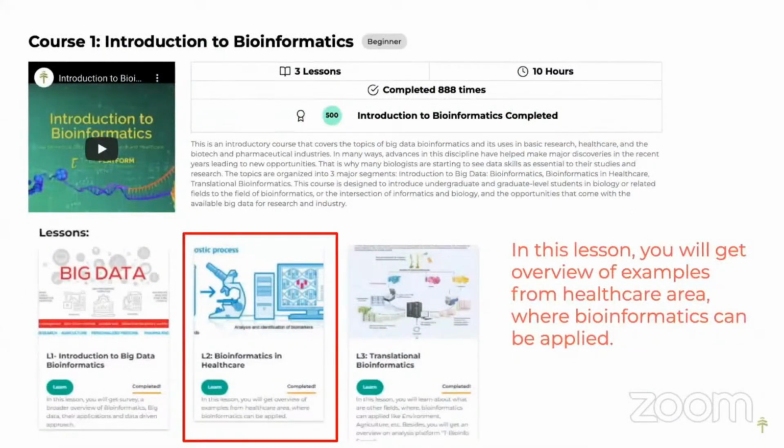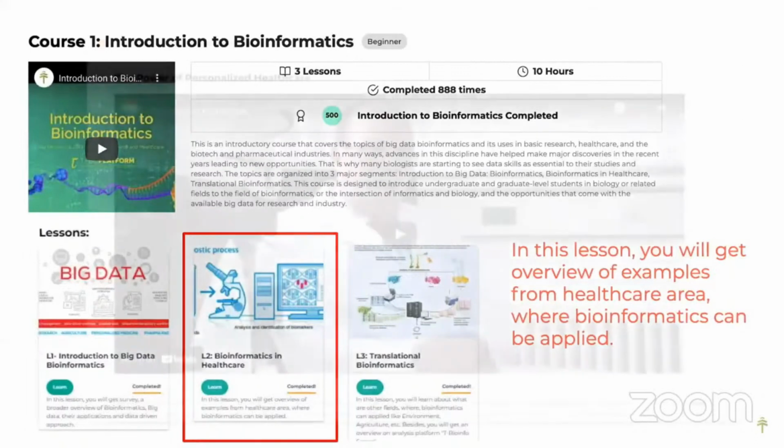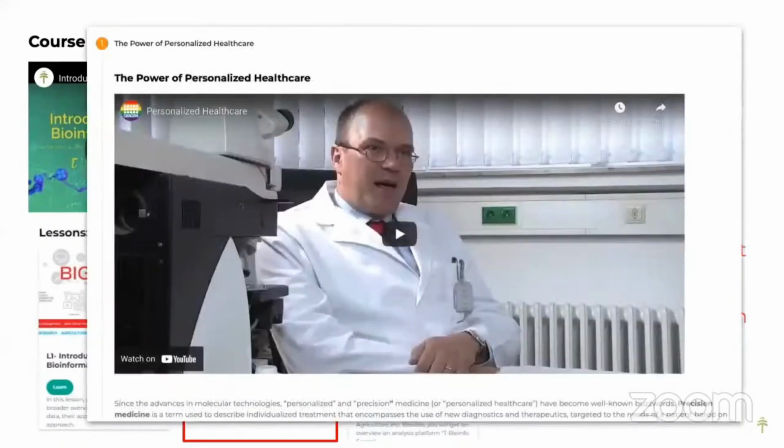The contents of the session correspond with practical lessons that you can complete independently that are available on the OmicsLogic Learn portal. With the full course, specific lessons that are of relevance to today's session include Lesson 2, Bioinformatics in Healthcare from Course 1, Introduction to Bioinformatics. In this lesson, you will get an overview of examples from the healthcare area where bioinformatics can be applied. You will also see examples and videos of medical professionals discussing bioinformatics in precision medicine applications.